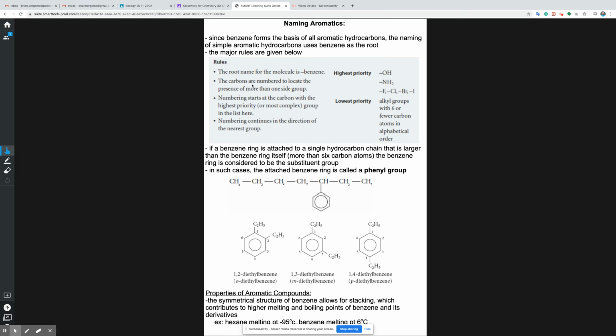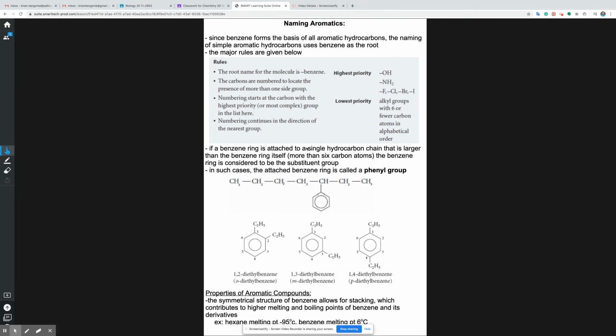If there is more than one group, then we add the numbering in. The numbering starts at the carbon with the highest priority or the most complex group. The highest priority are things like an OH group, which we'll talk about later, or NH2 or any of the halogens coming off. But if it's just an alkyl group, then we start in alphabetical order. So if there's an ethyl group, you would start the numbering there before the methyl group and so on. Then you number in the direction of the nearest group, so you have the lowest possible numbers.